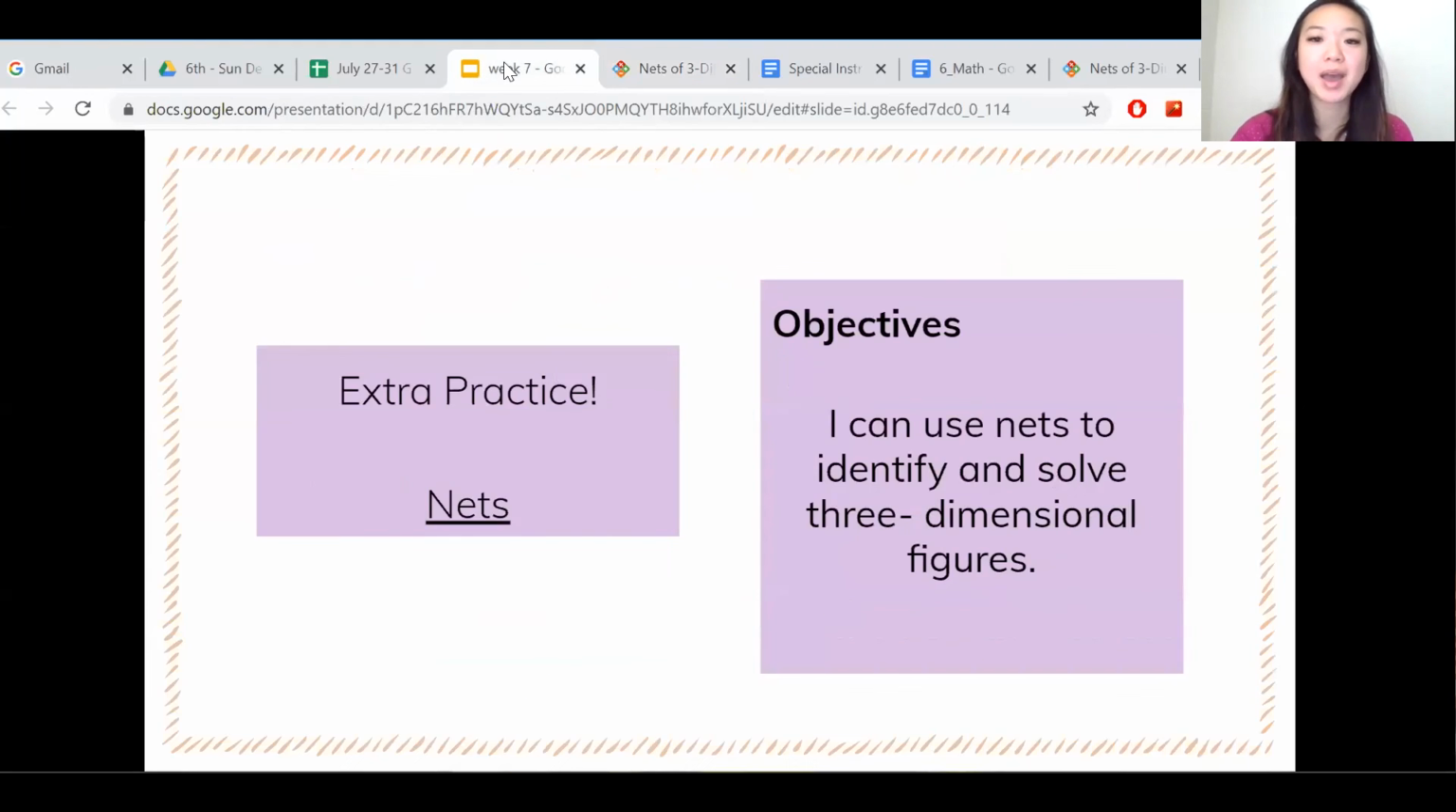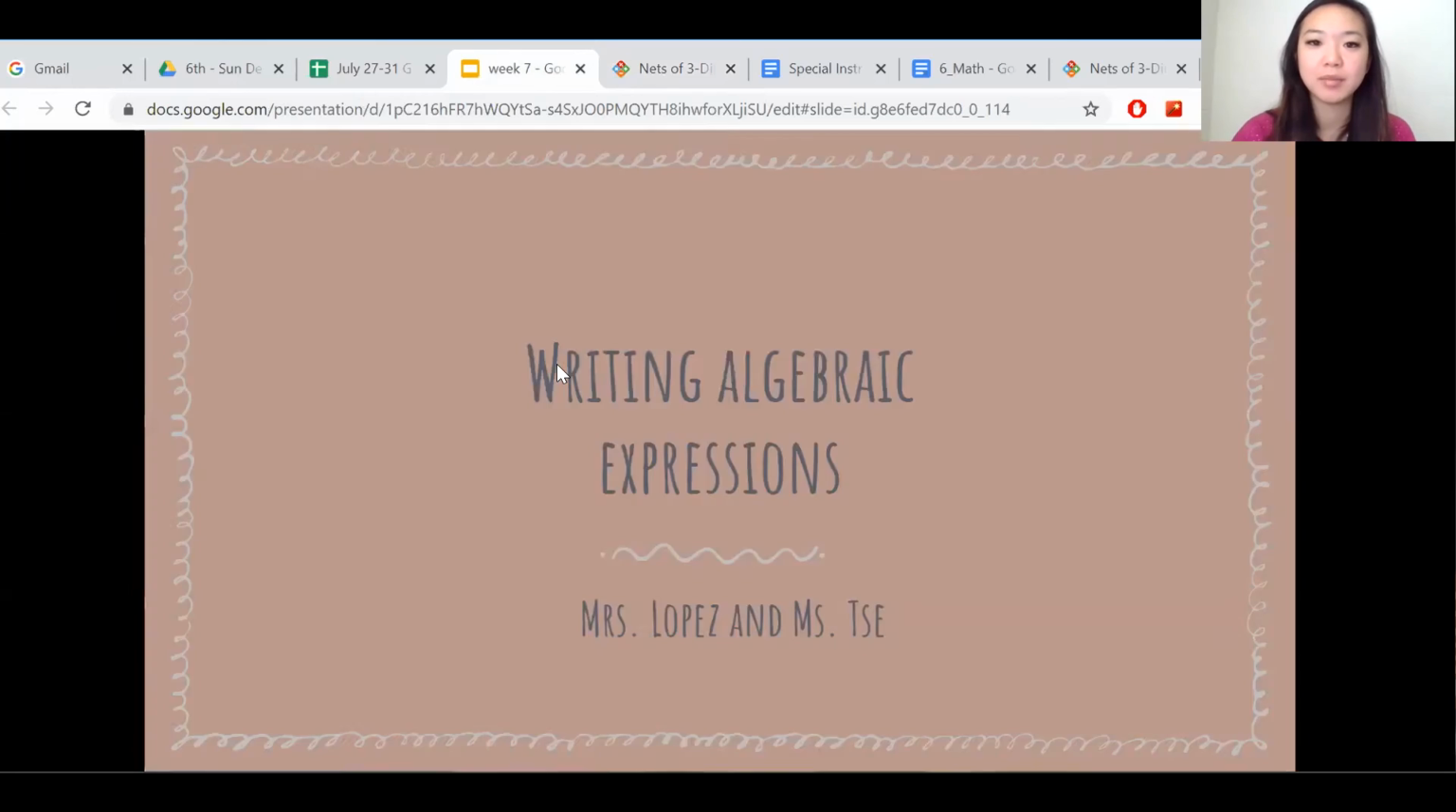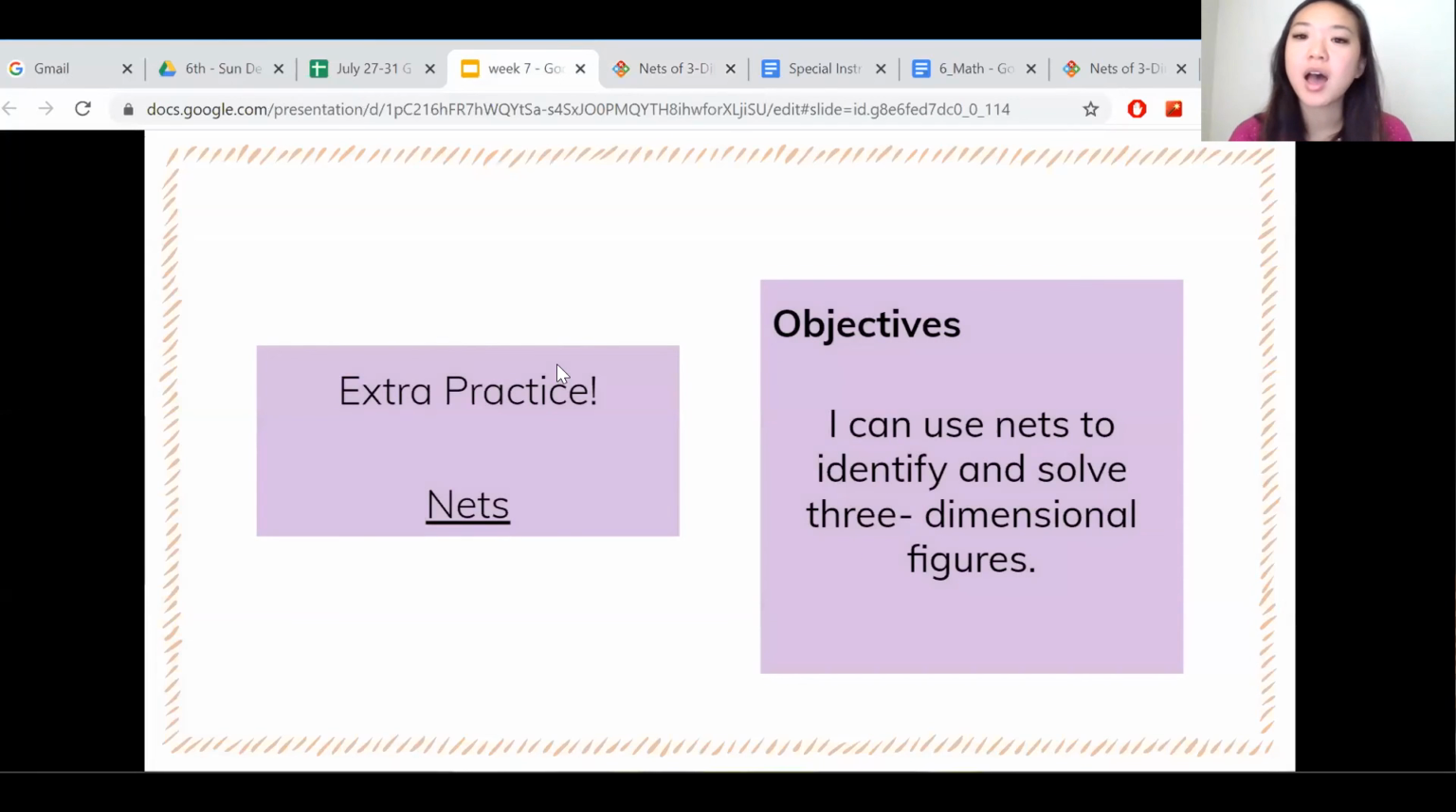All right, so back to our slide here. Again, our objective for today was I can use nets to identify and solve 3-dimensional figures. So we used the nets to identify the figure of a cube, and then we used it to solve to figure out if it was a 3-dimensional figure or not by using the nets to cut and fold to see if it was.